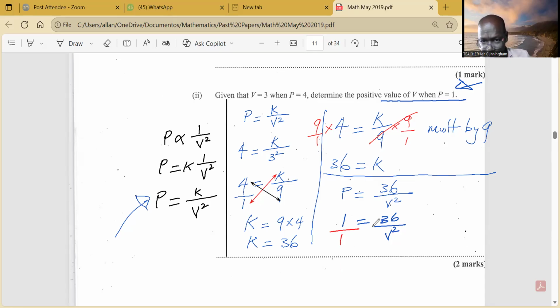Put the 1 over 1. I'm going to start this way because the unknown is already on this side. Cross multiplication means multiplying diagonally. So the 1, I placed it over 1. 1 multiplied by v squared is v squared. And 1 by 36 is 36. All right, so I cross multiply.